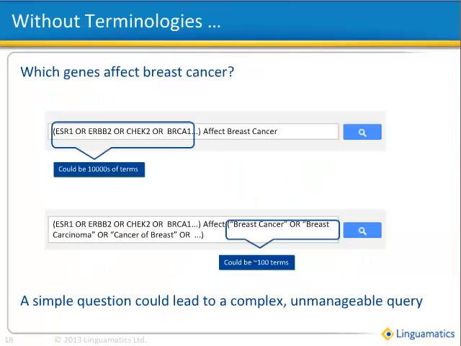So let's see what would happen without terminologies. If we have a question like, which genes affect breast cancer? We would actually have to put in a long list of terms. In fact, we might have to put tens of thousands of terms in to represent all the different ways that a gene might be expressed. That would be pretty impractical.